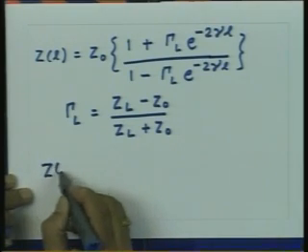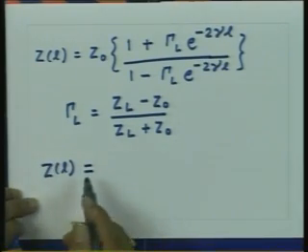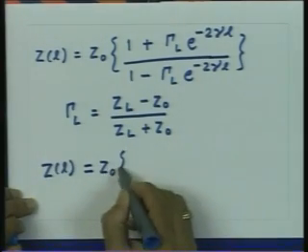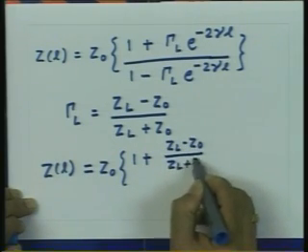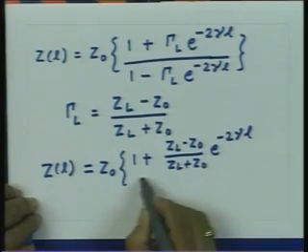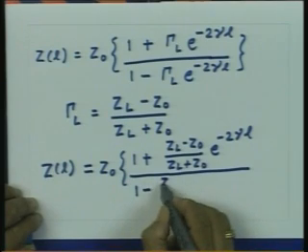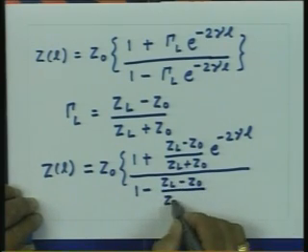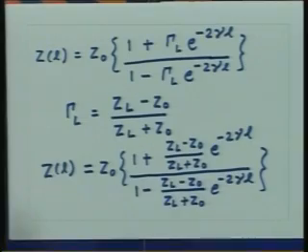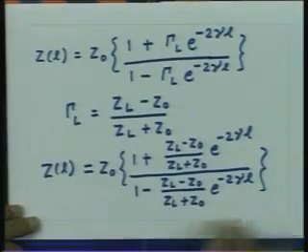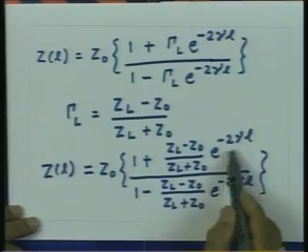So, I get a relation, what is called the impedance transformation relation, that is equal to Z0 times 1 plus (ZL minus Z0) divided by (ZL plus Z0) e to the power minus 2 gamma L, divided by 1 minus (ZL minus Z0) divided by (ZL plus Z0) e to the power minus 2 gamma L. Rearranging these terms and collecting the terms of ZL and Z0, separating them out, and noting that we now have terms of e to the power gamma L, I can rearrange and rewrite this expression in terms of the hyperbolic cosine and sine functions.